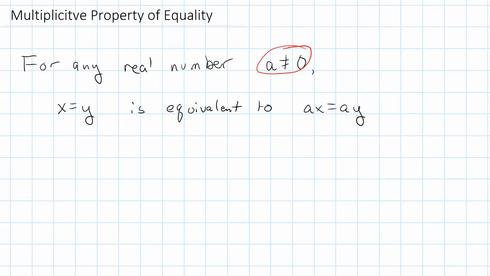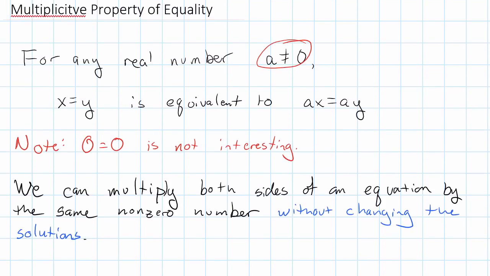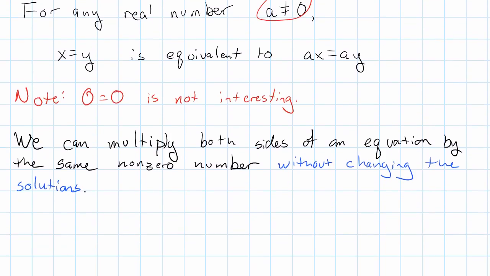Why not 0? Well, if we multiply two expressions both by 0, we're just going to get 0 equals 0, which is not very interesting. And that's why multiplying both sides by 0 doesn't fly. Other than that, we can multiply both sides of an equation by the same non-zero number without changing the solutions. Let's see an example of that in action.